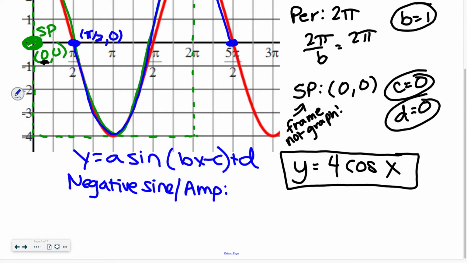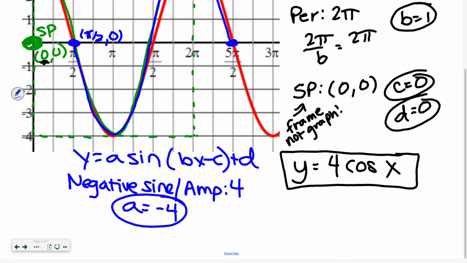The amplitude is still 4, right? It wouldn't matter if it was a sine or cosine and positive or negative, your amplitude is 4. But because it's a negative sine, the a value changes. Instead of being 4, it should be negative 4 when we put it into our equation. So if that was the part of the graph I was looking at, I would have to say that a is a negative 4.